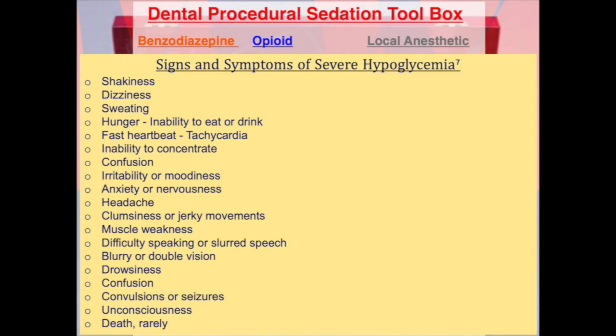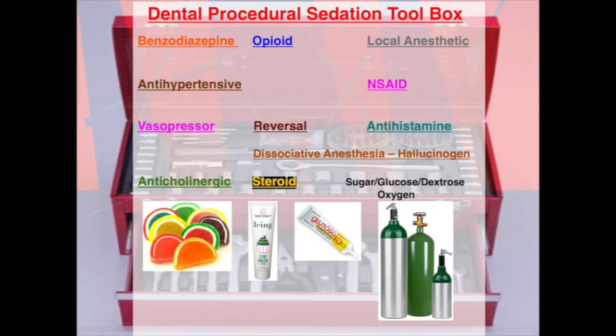They'll have muscle weakness, slurred speech or difficulty speaking, blurred or double vision, drowsiness, confusion, all the bad things, convulsions and seizures if it's really severe. They may drop off unconscious, and in a severe state, it is extremely rare that death would occur. One of the other drugs that you'll have in your drug kit is going to be dextrose.